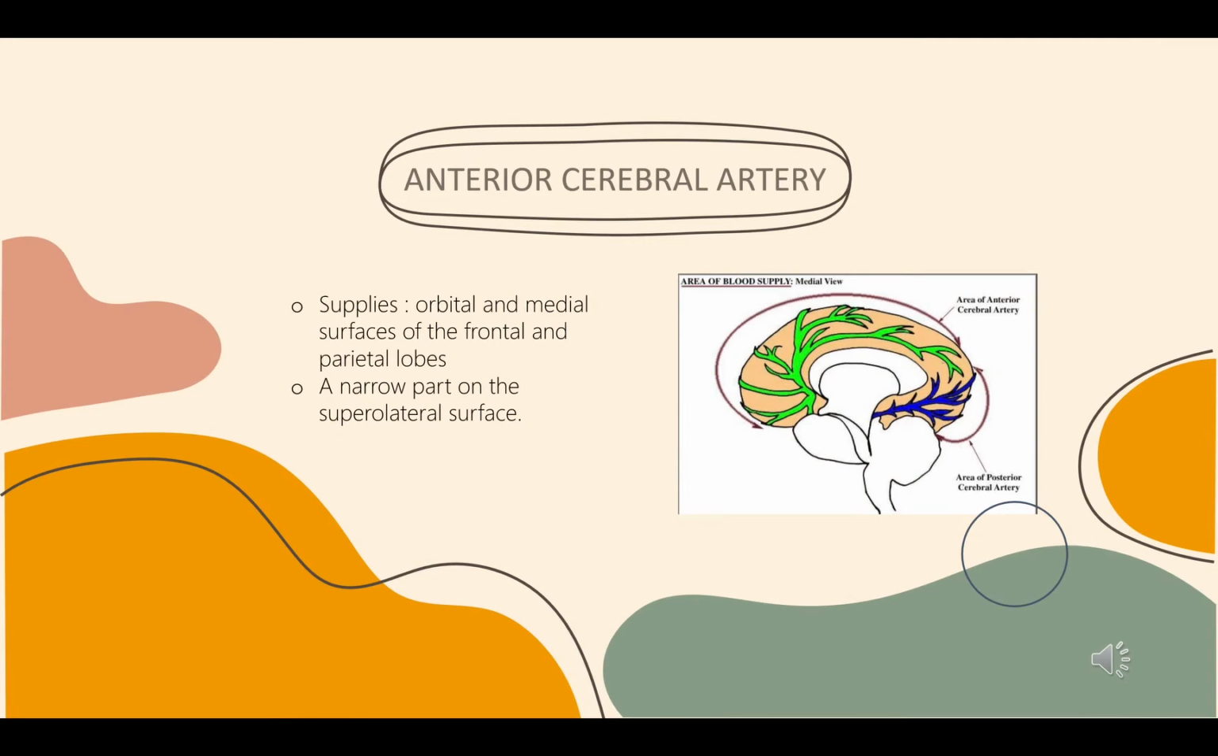Anterior cerebral artery. It supplies the orbital and medial surface of the frontal and parietal lobes, and a narrow part on the superolateral surface.